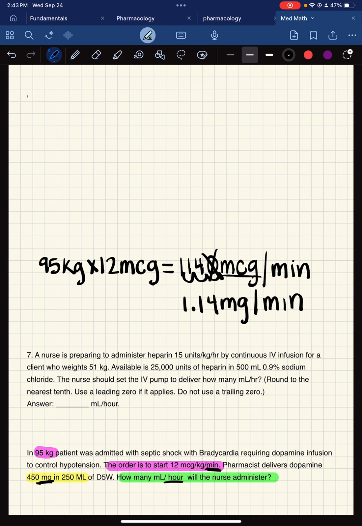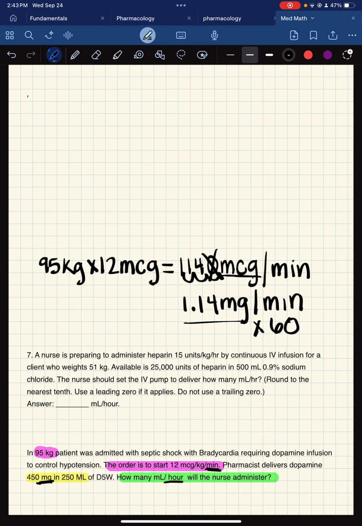Okay, so that matches the medication. Now, the question is asking how many ml per hour will the nurse administer? So we cannot put minutes into hours. So the next thing that we're going to have to do is change this into hours. So all we're going to do is take this and multiply it by 60, because there's 60 minutes in 1 hour.